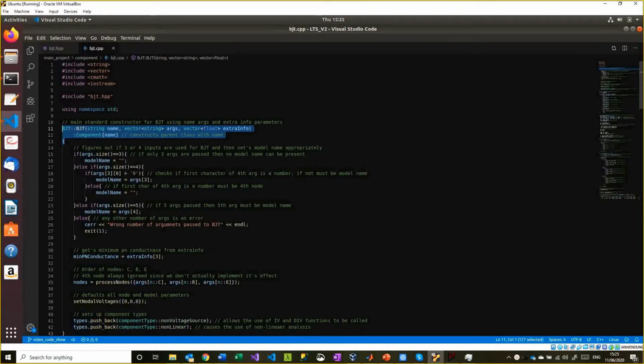All components have a general constructor that takes in 3 arguments. These are then processed internally, dependent on the component. This polymorphism allows the circuit module to treat all components equally without knowing about their internal implementations.